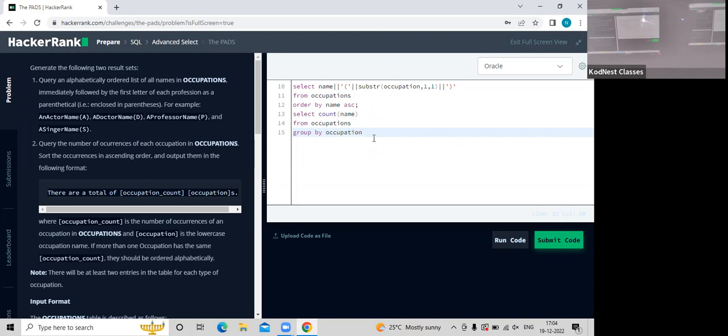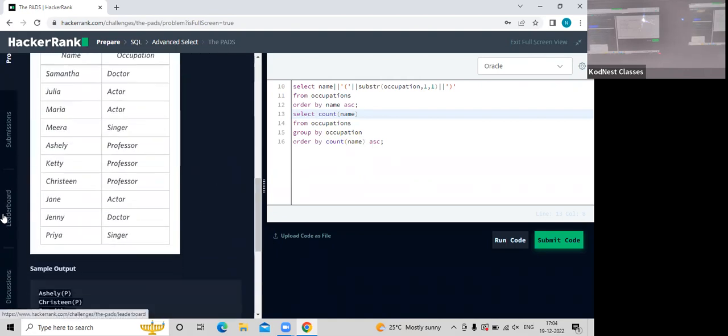So, group by occupation, and the number of occurrences in each occupation, sort the occurrences in ascending order. So, occurrences is nothing but I have to sort it. So, I will tell order by count of name. Based on the count I'm getting, on that I have to sort it in ascending order. But this should be displayed in this format, right? Which means there is a total of, it should come like this.